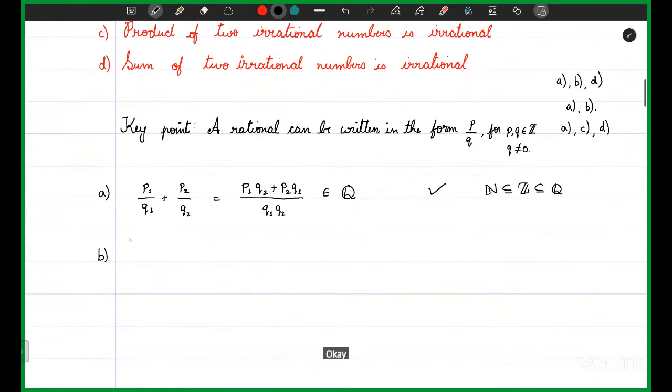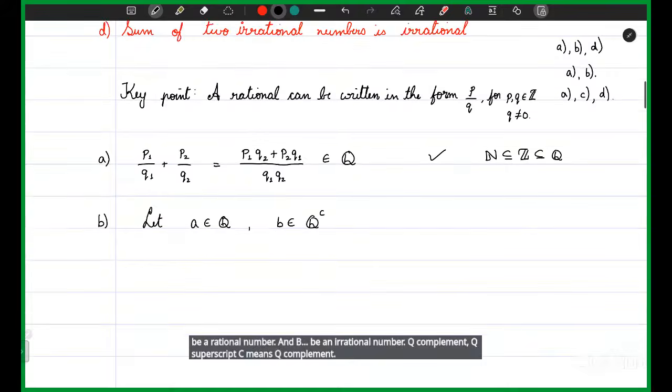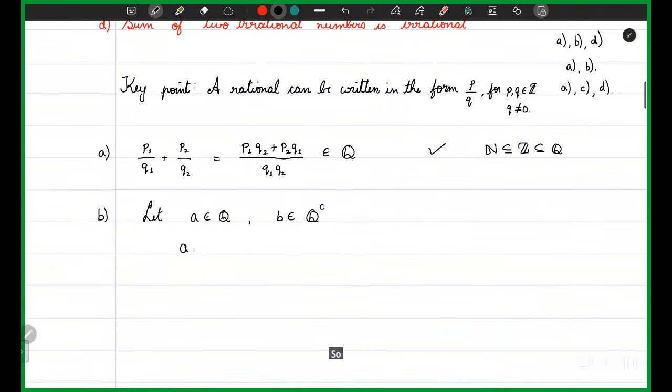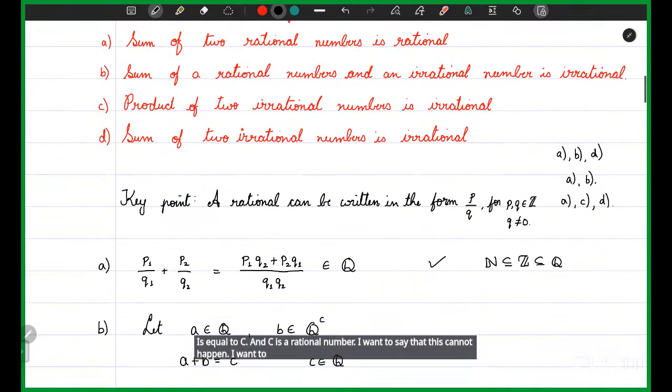Okay, so let A be a rational number and B be an irrational number. Q superscript C means Q complement. So suppose A plus B is equal to C and C is a rational number. I want to say that this cannot happen. I want to prove that the sum of a rational and an irrational number is always irrational.